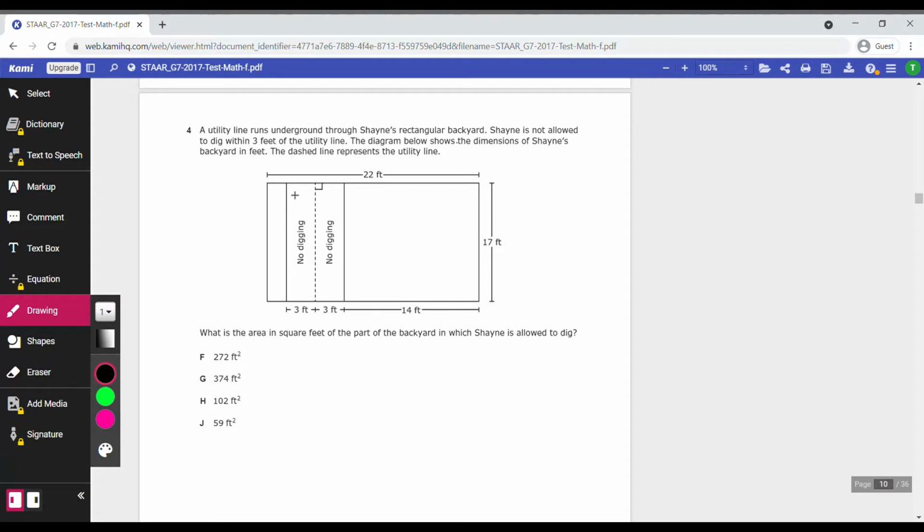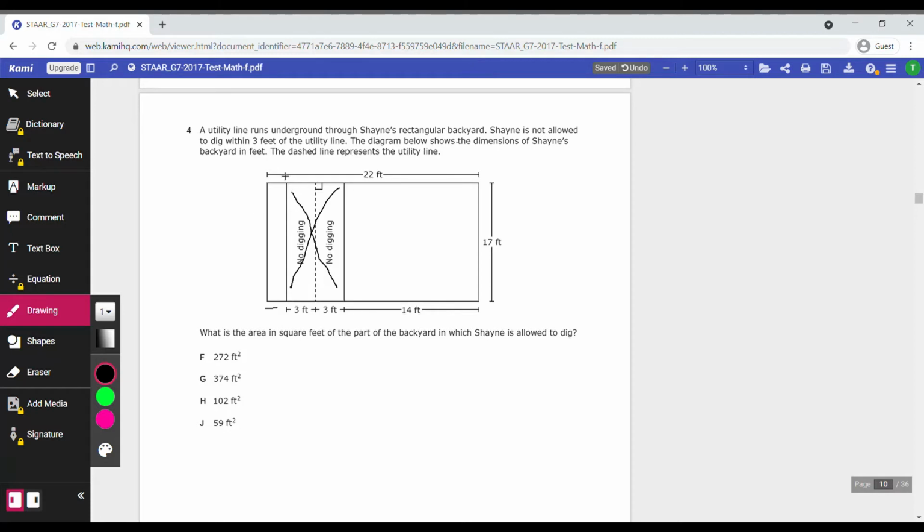So let's look at it. It's asking what is the area in square feet of the part of the backyard in which Cheyenne is allowed to dig. So this is where she's not allowed to dig, so let's take that out of her problem. We know that she's allowed to dig here and here, right?